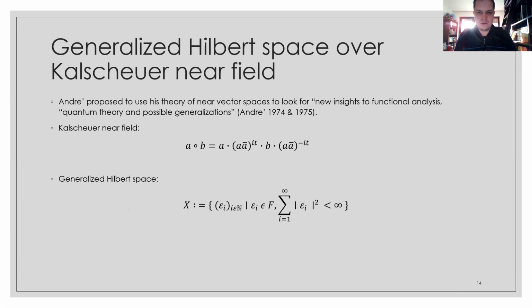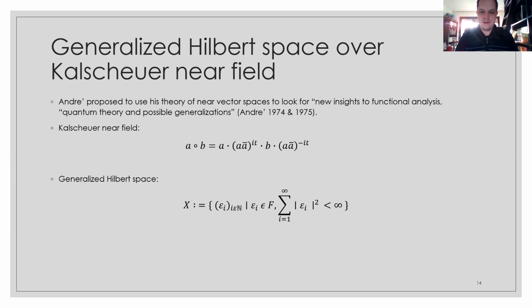Okay, so I will just briefly describe what Andre proposed with the Karlsruhe near field. So this once again is the multiplication in the Karlsruhe near field. A and B are two quaternions. I is the complex unit, so I squared is -1, and T is a real number parameter which can vary, and if you vary T, you get a different near field. So the near fields are not isomorphic if you change the T here in the multiplication.